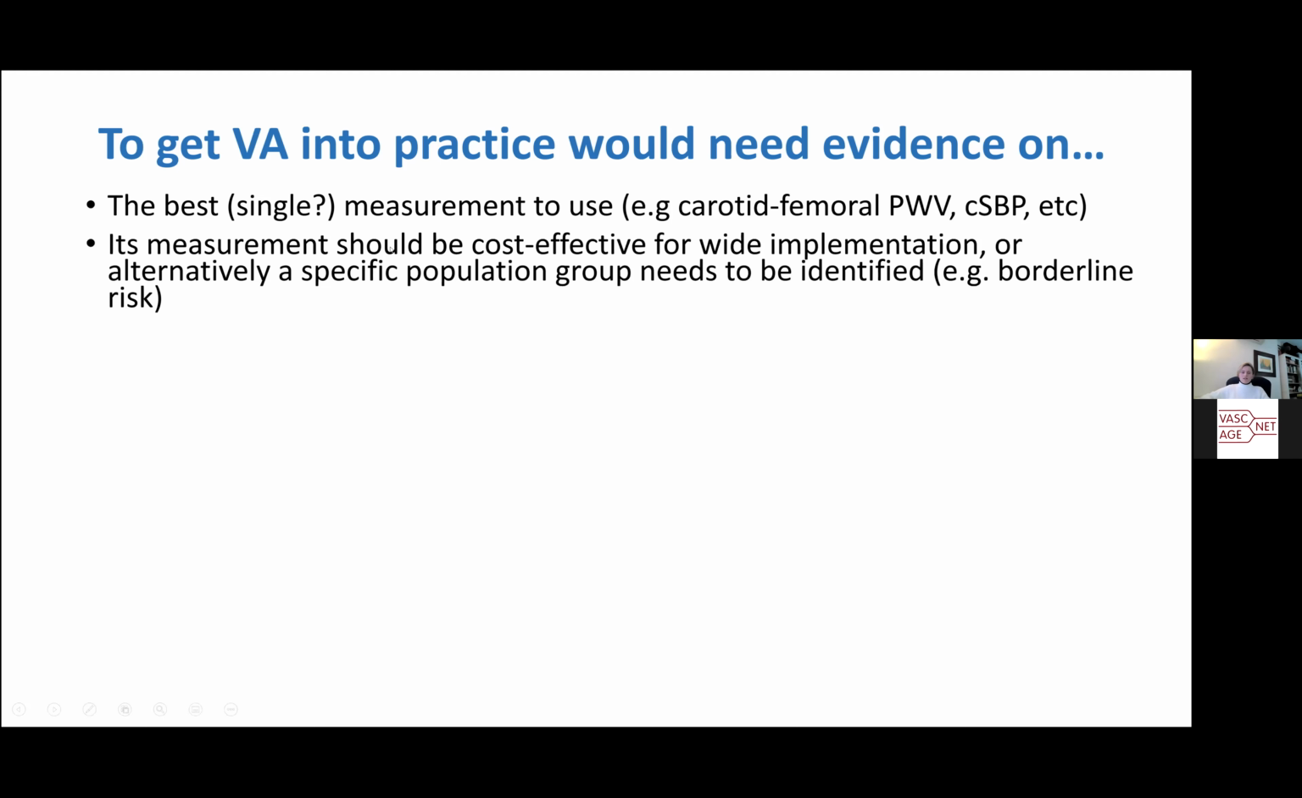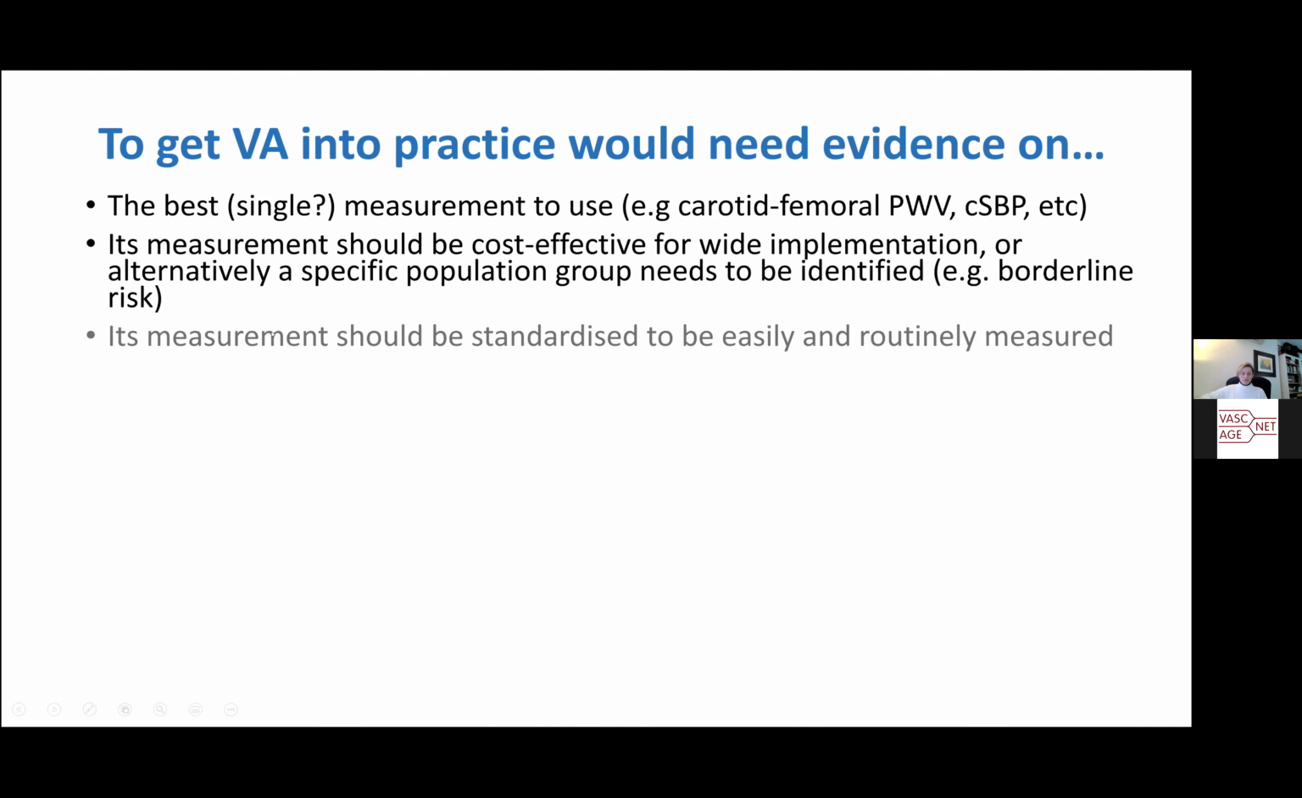Or alternatively, if it's not for very wide implementation, then you need to specify which population group needs to be identified. For example, those at borderline risk, and there have been such suggestions by several papers. It may add value in risk stratification for those at borderline or at high risk for future cardiovascular events. Should there, of course, be evidence to show that it is indeed beneficial to have that as an additional risk assessment tool.